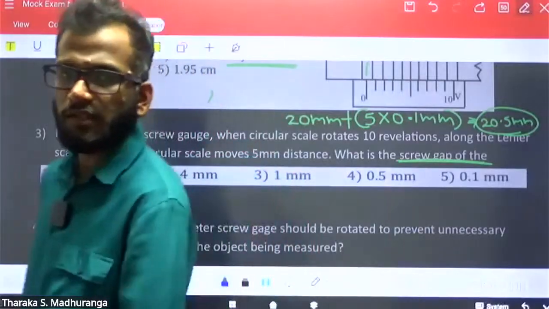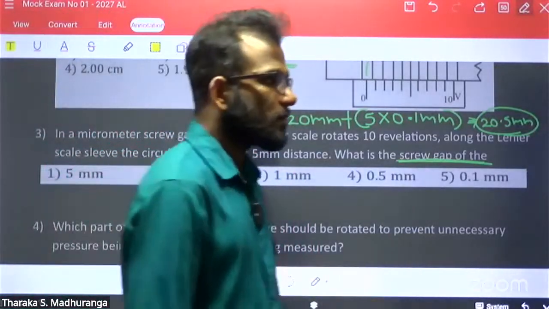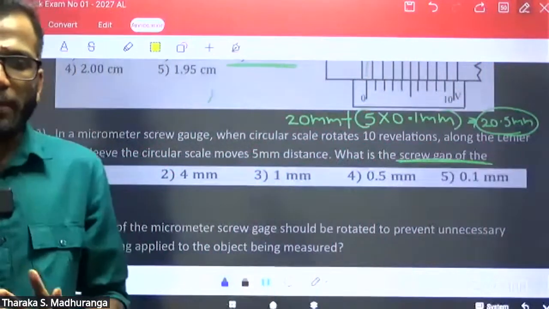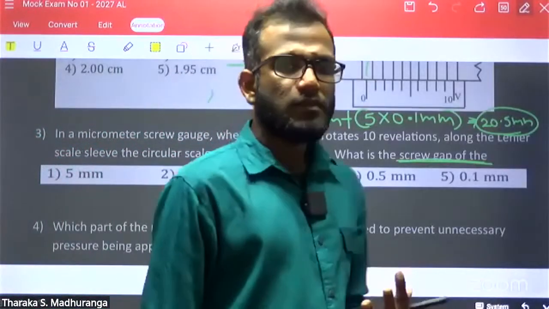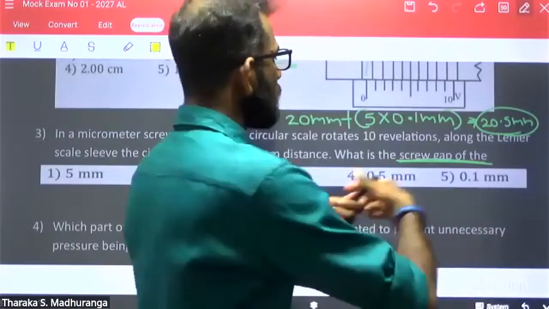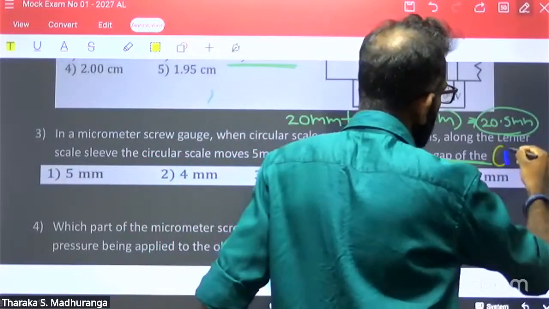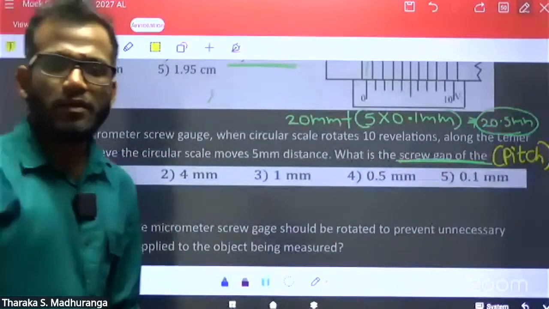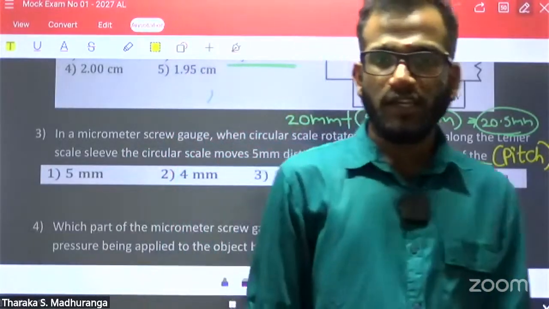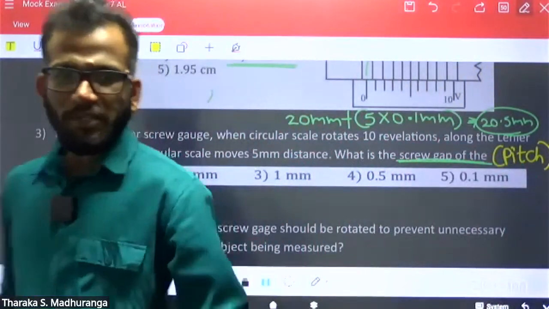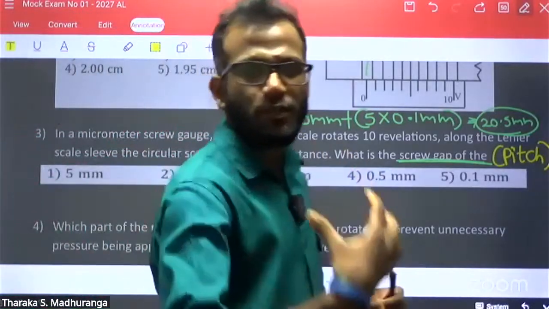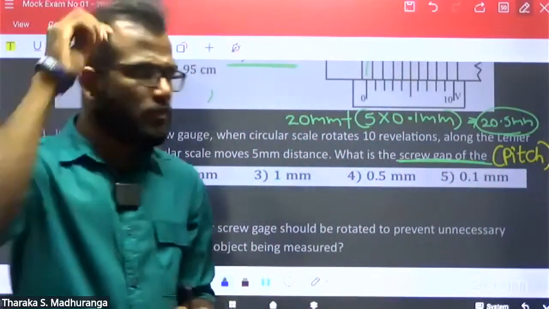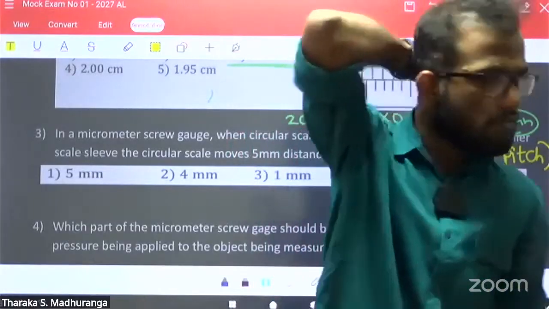What are the other names that we can use for the screw gap? Yes, pitch. The screw gap that we already called pitch. It's not the cricket pitch. It's the pitch of the screw. Actually, the pitch in a screw nut. If you have a screw nut, wait, I will show you.